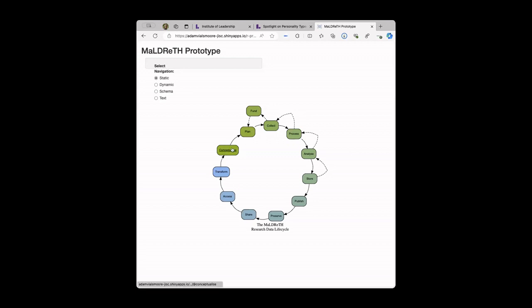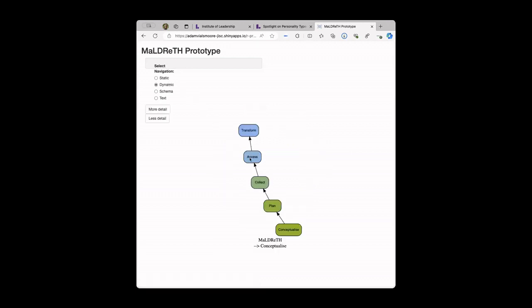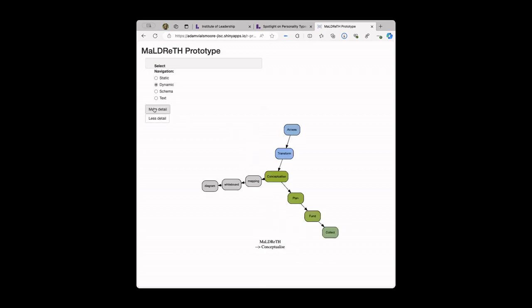You'll see that conceptualize is a link, so you can click on that for more information, in theory, but not in this particular model. And then we have this idea of dynamic access as we zoom into a particular part of the cycle, and we can say, oh, I need some more information about conceptualize and the various different categories that are available there.